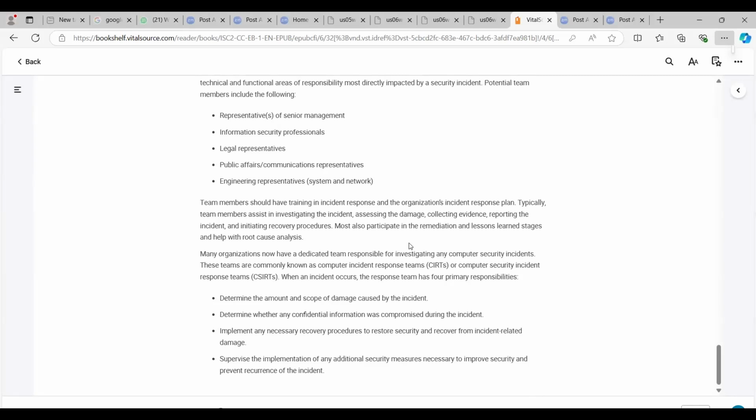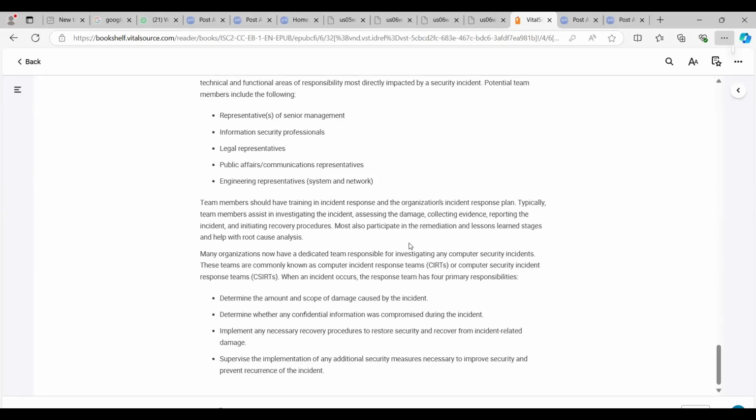So many organizations now have a dedicated team responsible for investigating any computer security incident. These teams are commonly known as computer incident response team, or computer security incident response team. So when an incident occurs, the response team has 4 primary responsibilities.